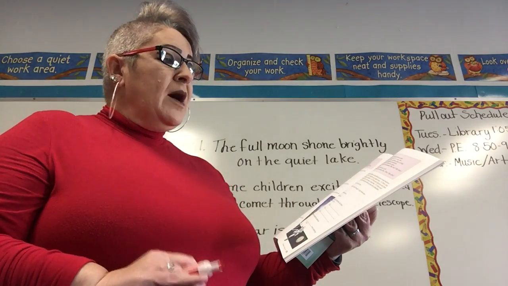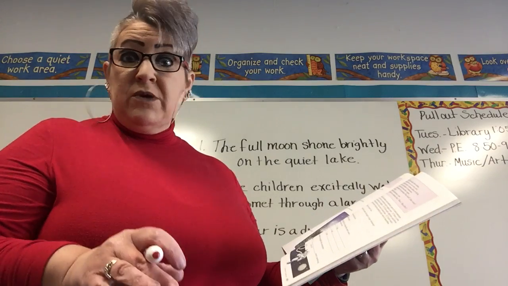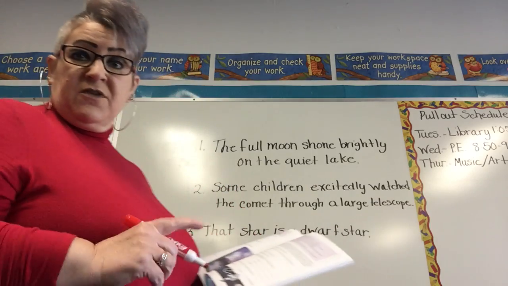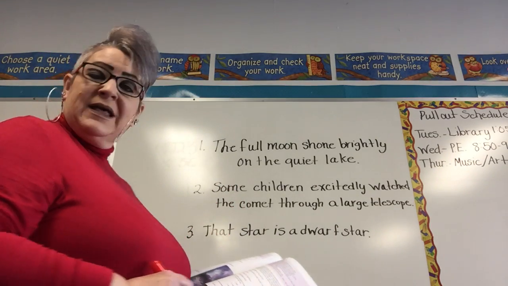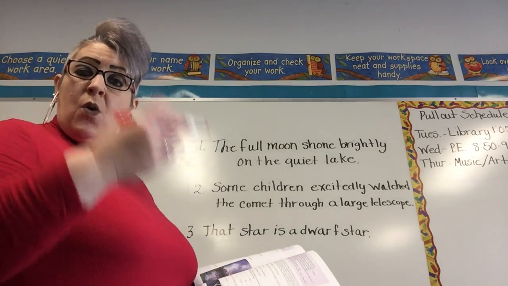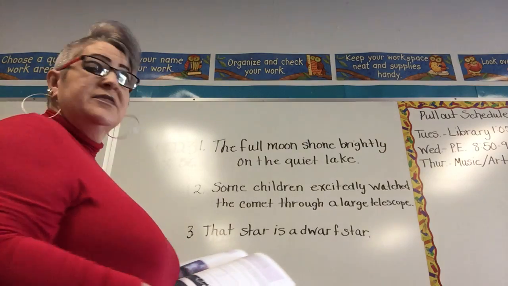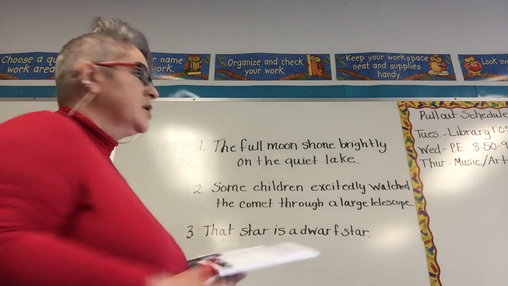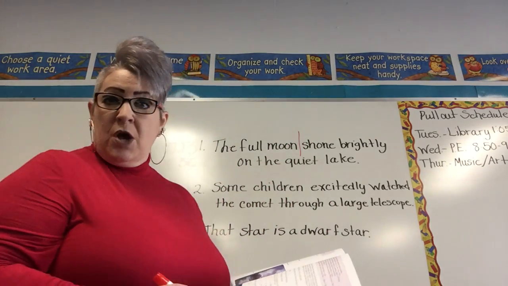It says, draw a line dividing the subject and predicate parts of each sentence. Boys and girls, we know how to do this from way back, months ago. So let's look at the first sentence. The full moon shone brightly on the quiet lake. All right, we have to divide between the subject and the predicate. Well, what is the subject? Who is this sentence about? It's about the moon. And what did the moon do? He shone. So we're going to draw a line between moon and shone.